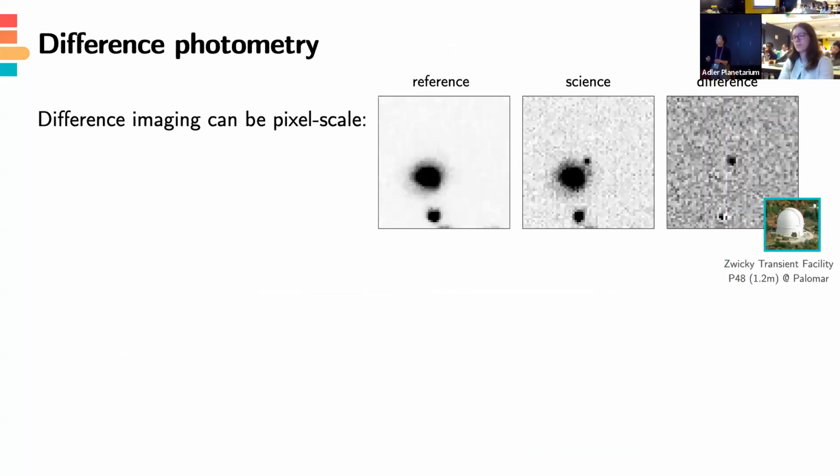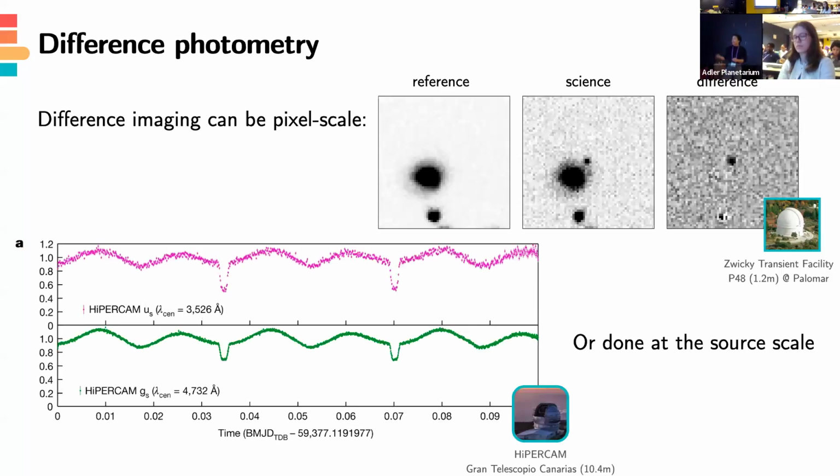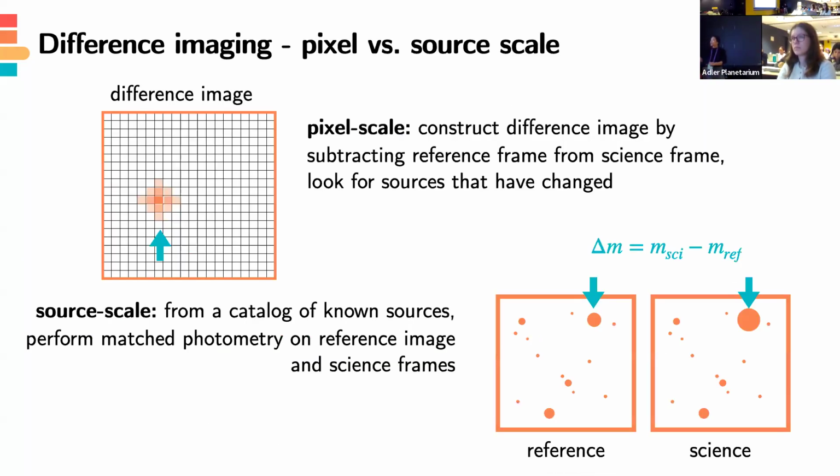So we're just going to talk about the last two, because we've already covered these three in talking about coadds. Difference photometry can be done at a pixel scale, like what I showed up here, where you have an actual imaging frame that's called your difference image. It can also be done at a source scale, which I'll talk about in a second. That is essentially doing matched, often point source photometry across different epochs. Pixel scale difference imaging is constructing a difference image by subtracting your reference frame from your science frame.